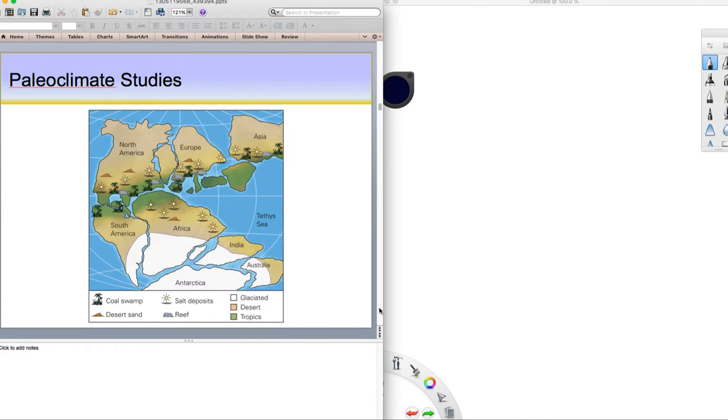And then for paleoclimate studies, like I mentioned, if you're at high latitudes, you're going to have glaciers. If you're at mid latitudes, you're going to have deserts, arid environments. If you're near the equator, you're going to have corals or salt flats, right? So here's reefs, salt deposits, right? So the fact that we have these dispersed all over the planet today indicates that these continents must have been in a different position in the past, hence the term continental drift.